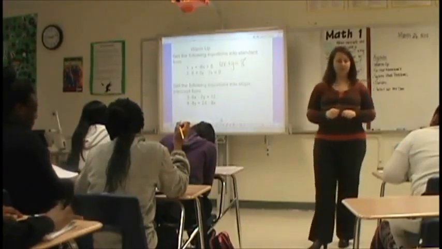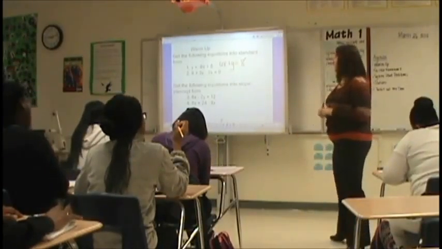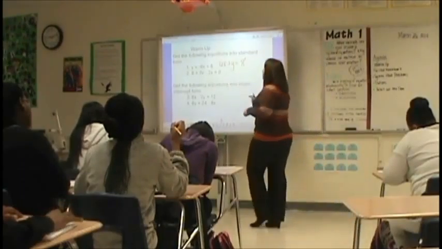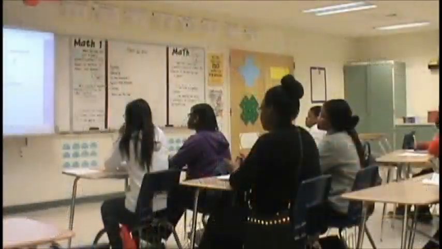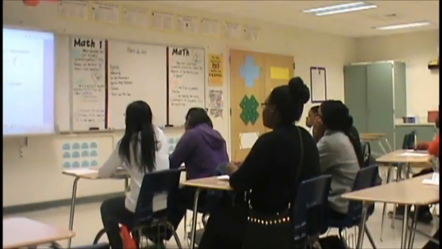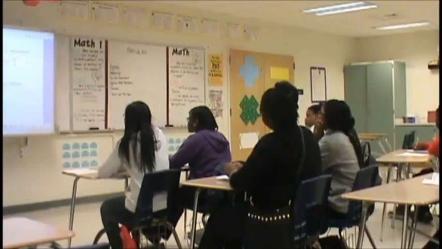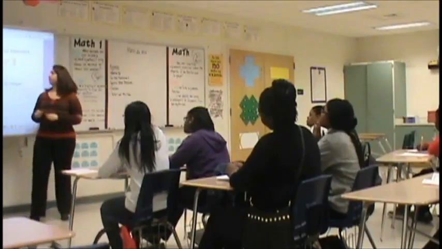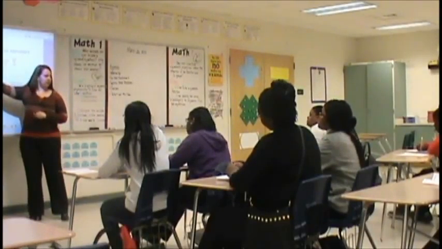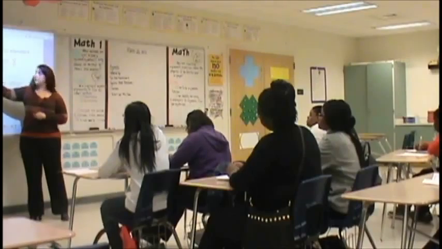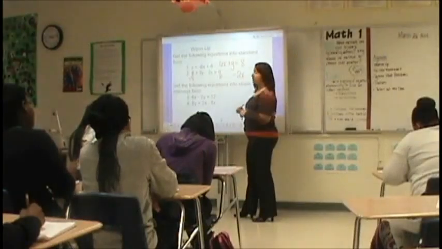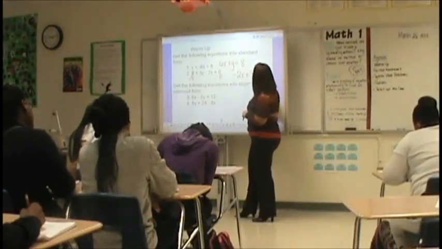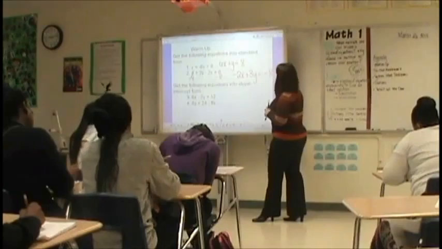What about number 2? What's not where it belongs? The 8, the C, right? So the 8 has to move. When that moves to the other side, what happens to it? How? So if I subtract the 8, what happens? Do I leave it 3y? No. What has to go first? So I get negative 2x plus 3y equals negative 8.